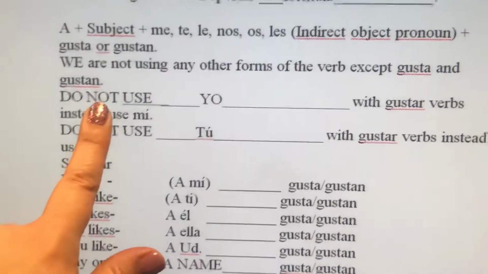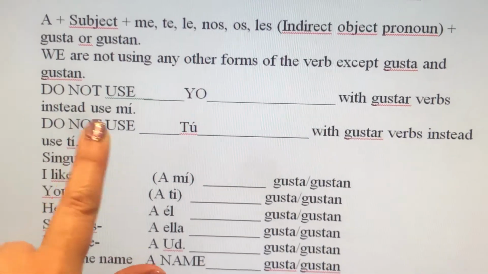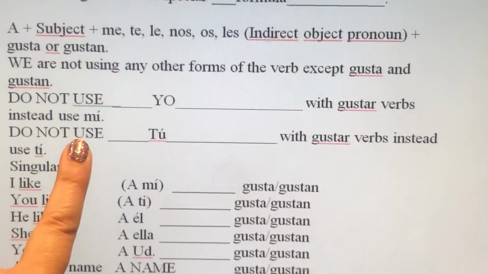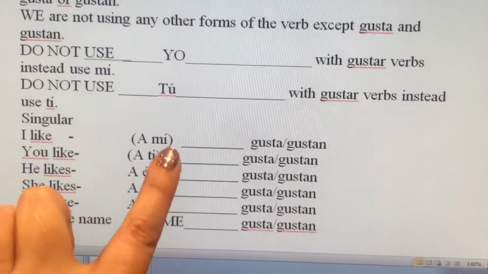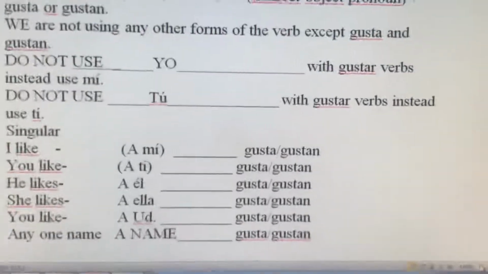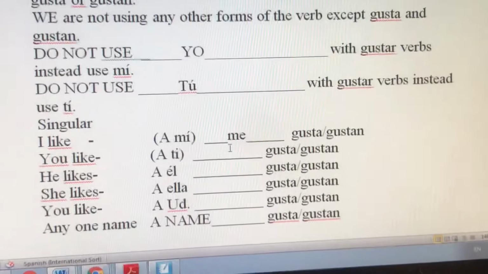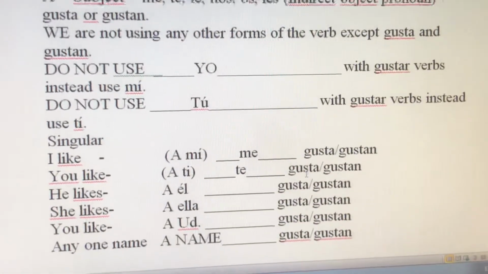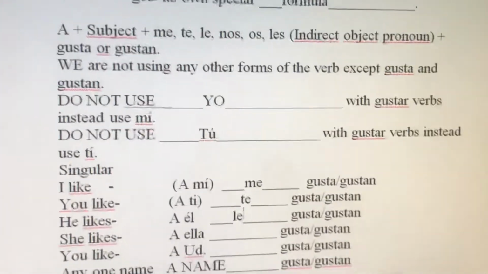You do not use yo with Gustar verbs. Instead, you're going to use me. You do not use tú with Gustar verbs. Instead, you're going to use ti. So this is how the beginning will look for each sentence. A mí me gusta. Okay, so I need to fill in the me here. A mí me gusta. A ti te gusta or gustan. Those are your two options for each one. Gusta or gustan. A él le gusta or le gustan.